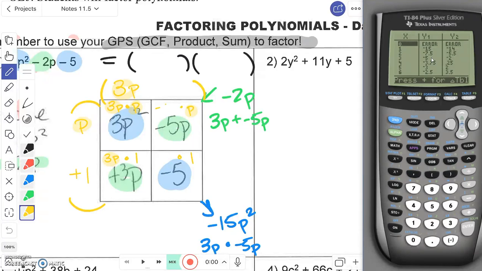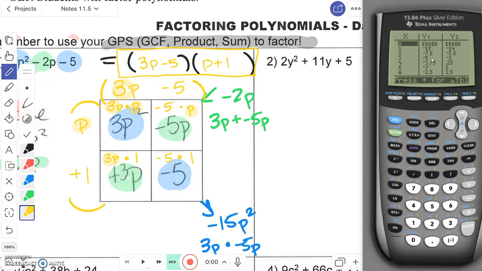That would be -5 times p would give me negative 5p. So then I jump down, and yep, negative 5 times 1 gives me negative 5. So I'm going to bring that negative 5 out, and that brings those two into my parentheses. 3p minus 5 and p plus 1 gives me my final answer.